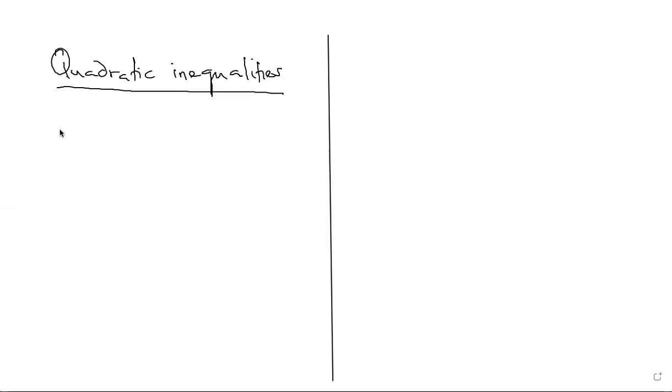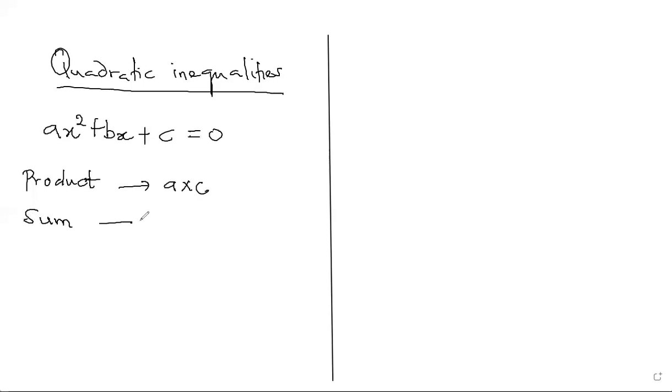Now, a quadratic equation is of the form ax squared plus bx plus c equals 0. So this is a quadratic equation. Now, if you want to solve this equation by factorization, so that's the method we'll be using, we have to look for two numbers. We call it product and sum. We look for two numbers that when you multiply together, give you a times c, and when you add, give you b, basically.